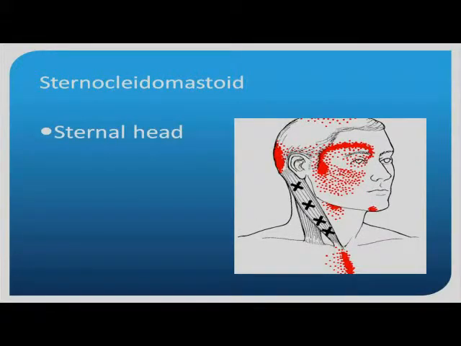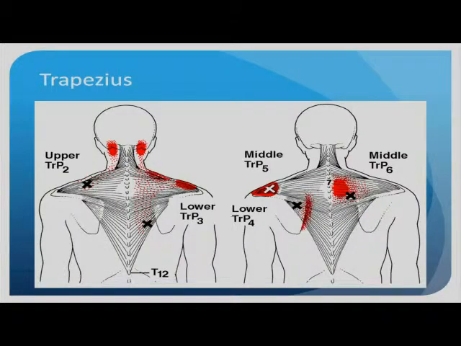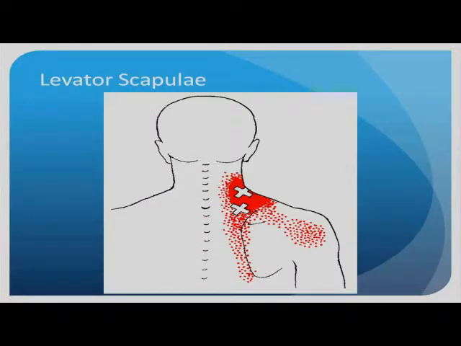Sternocleidomastoid can give both head pain and pain into the sternum in that kind of region. The trapezius has up to 12 different trigger points in it, and a lot of times you can get pain in the neck that appears to radiate down towards the shoulder. That is just a myofascial trigger point, as opposed to, say, an upper cervical nerve root irritation problem. Levator scapulae can have a very similar kind of appearance.